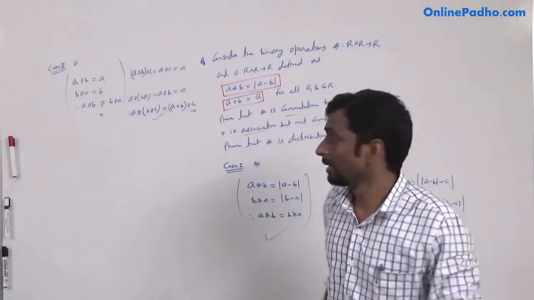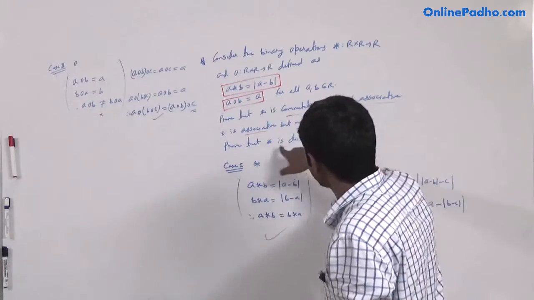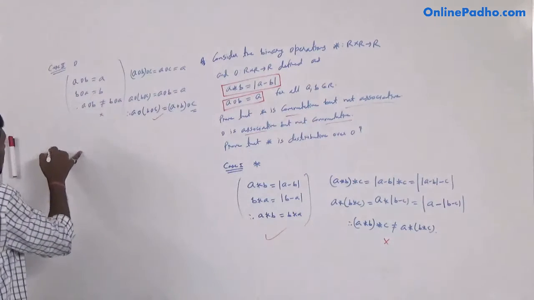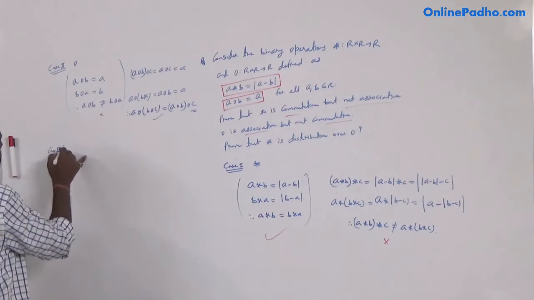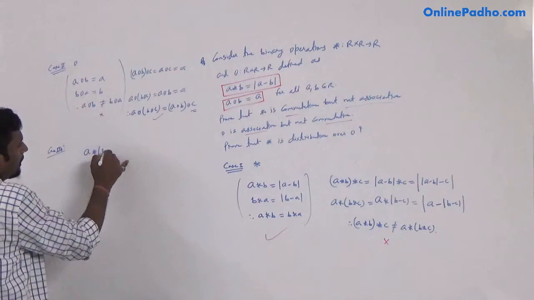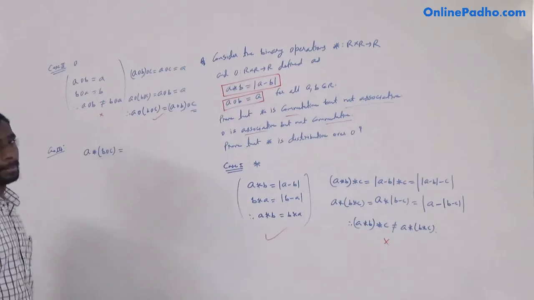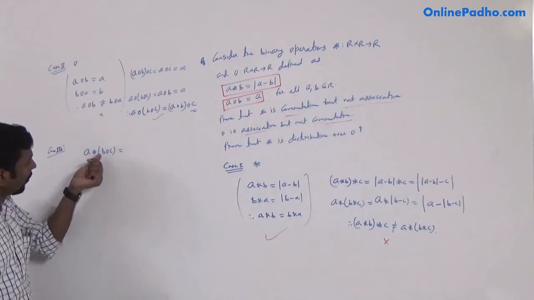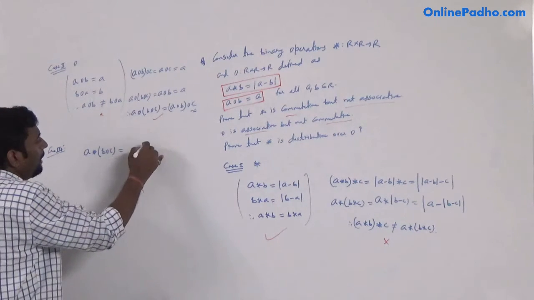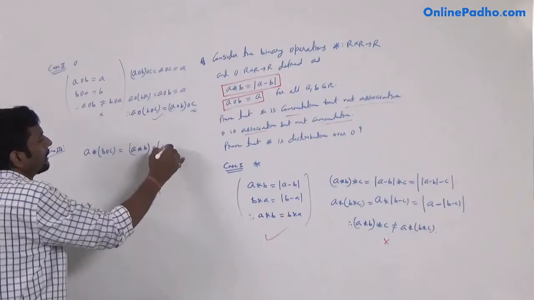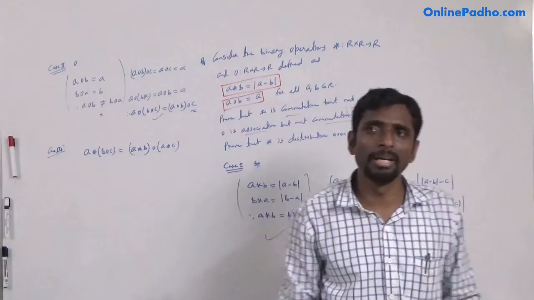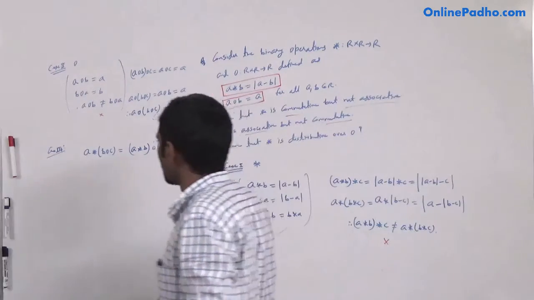Now the third part is about distributive law. Prove that star is distributive over naught. Star is distributive over naught means, in the third case, case 3, third question, third part, we have to prove A star B naught C must be equal to A star B not A star C. If both sides are equal, left hand side and right hand side, then we can say that distributive law is applicable with star over naught.